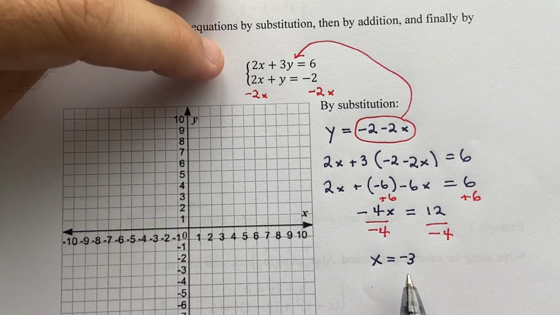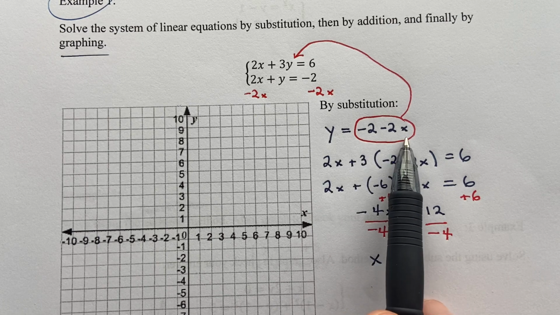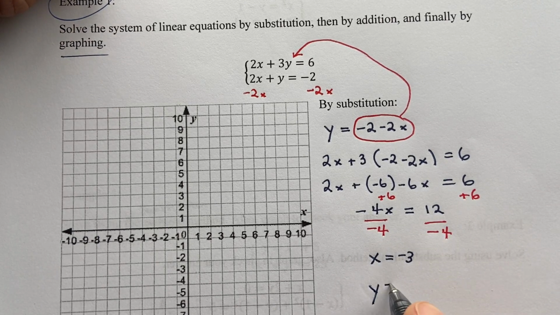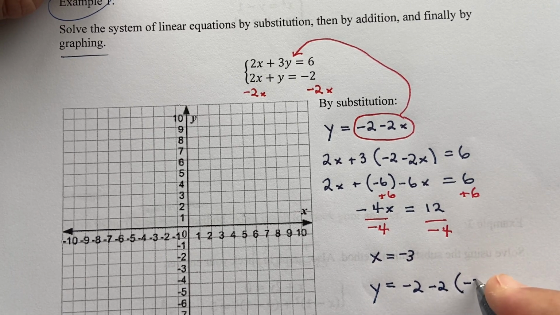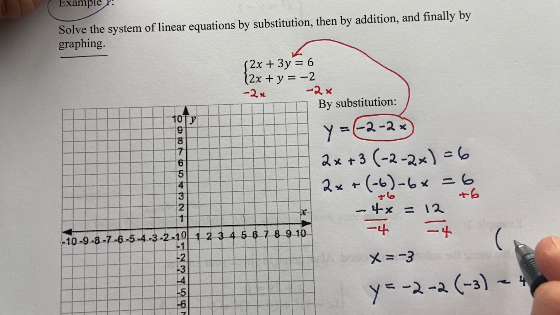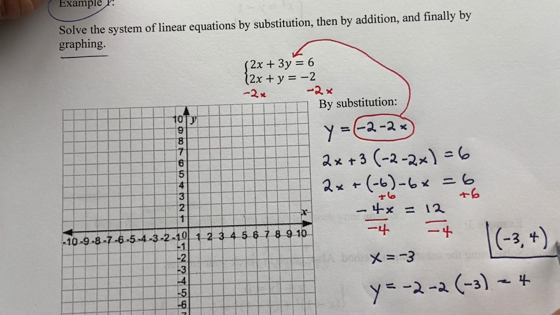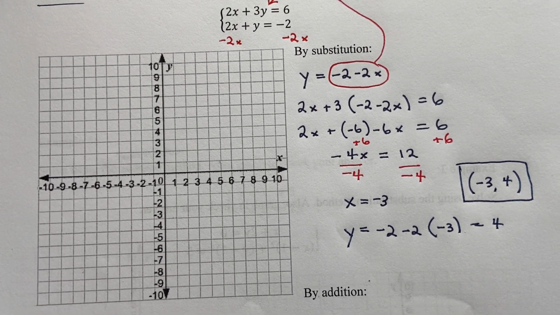And to find the y component, what I'm going to do is just plug this x in right here. So y equals -2 minus 2 times -3. In other words, -2 plus 6, this is 4. So apparently we expect an intersection at -3, 4. And this would be our solution in that case. And that's solving this using the substitution method.